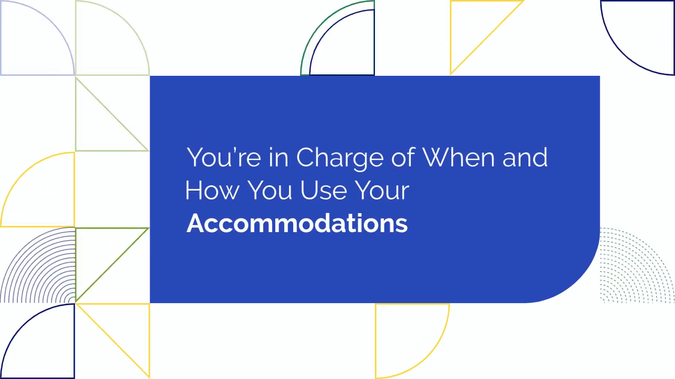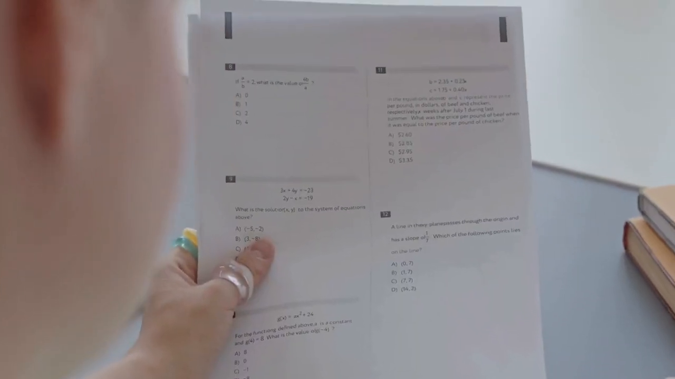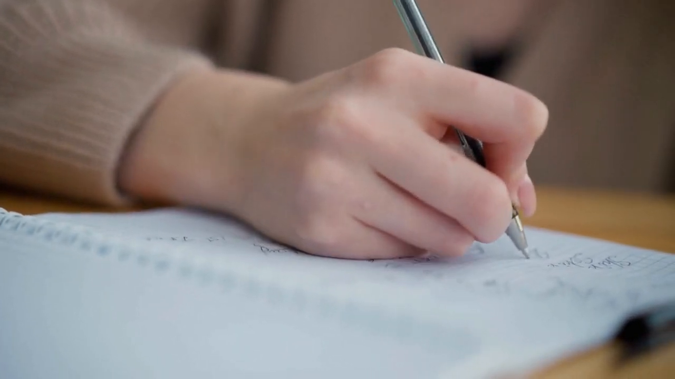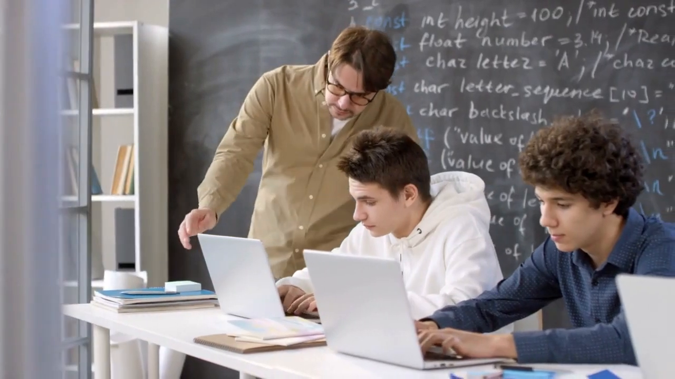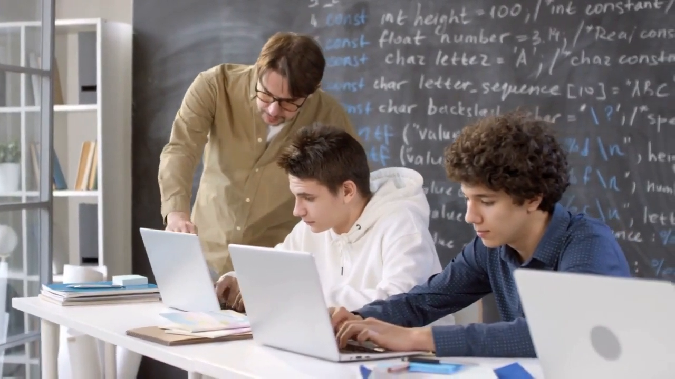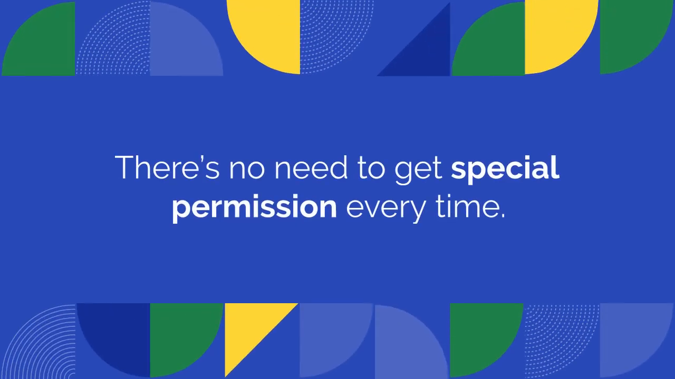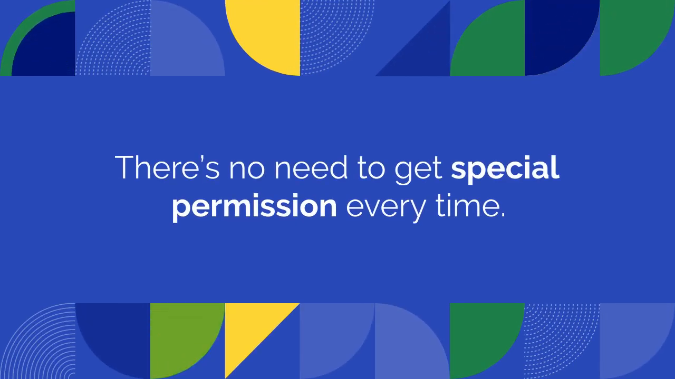You're in charge of when and how you use your accommodations. First, you should know that you get to decide when you use your accommodations. Some students choose to use them for every test or quiz. Others use them only for big exams. You can also pick which accommodations you want to use for each test. Maybe you need extra time for a math test, but not for a short quiz in English. That flexibility is built into the system.